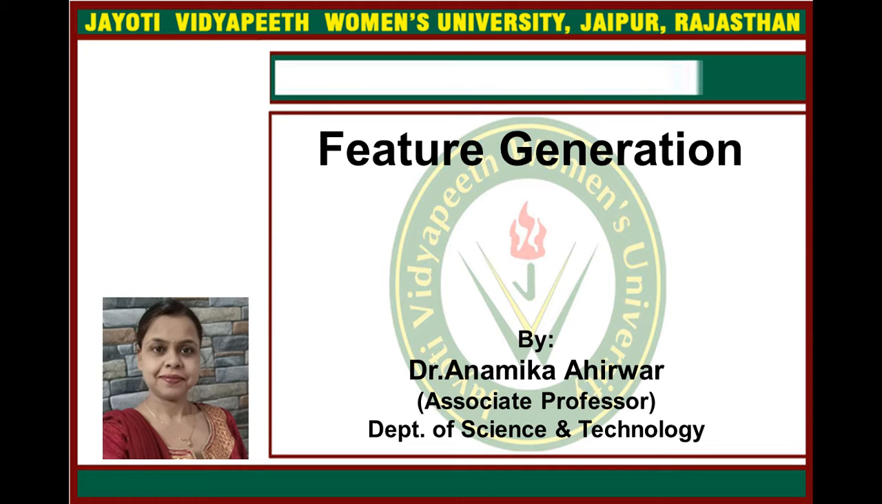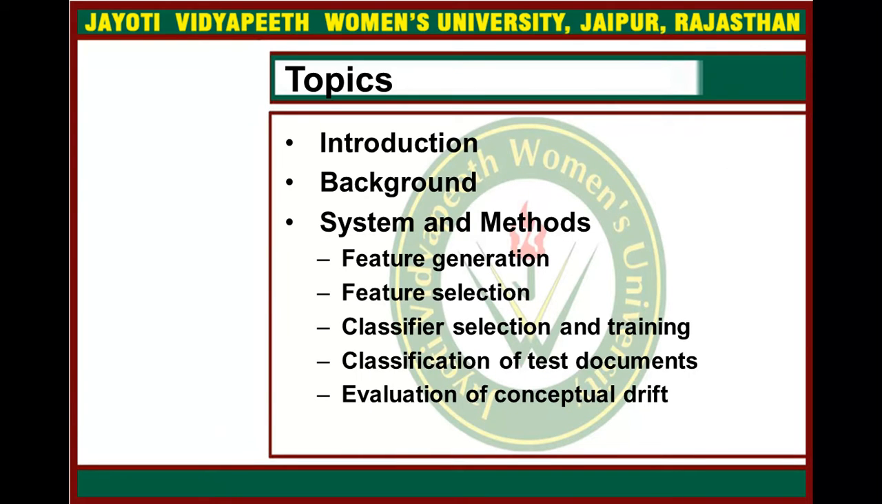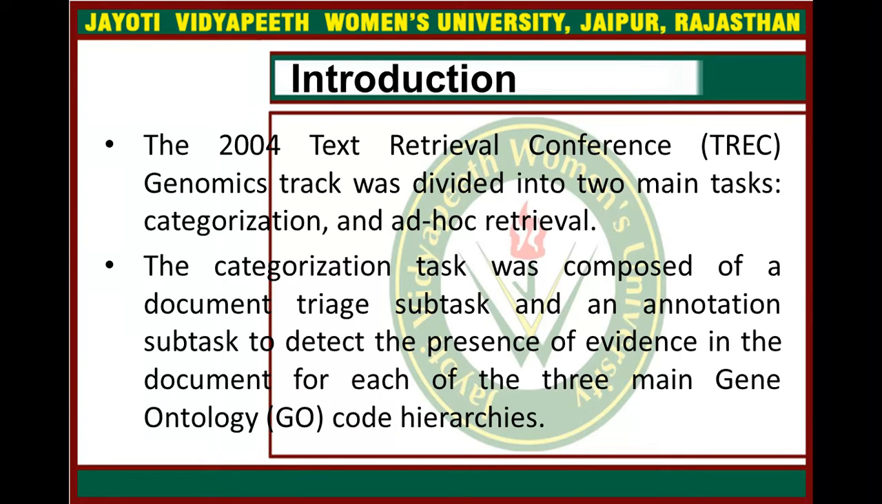Today I am going to take the lecture on the subject Introduction to Data Science, and today's session is feature generation. These are the topics which I have covered in this session: introduction, background, systems and methods. In this there are basically 5 methods: feature generation, feature selection, classifier selection and training, classification of test documents, evaluation of conceptual drift. Come to the introduction part.